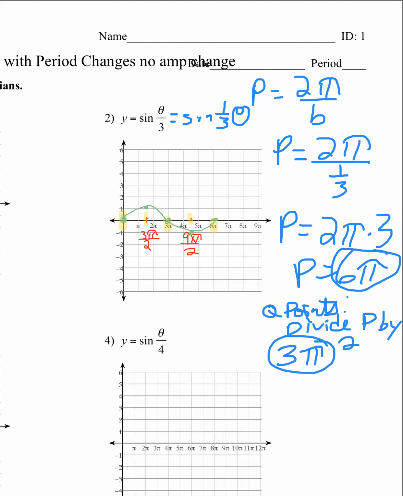Okay, and do you see how one full cycle happened in 6 pi? Okay, these are a little weird at first. It's okay, I get it. We're gonna keep practicing.